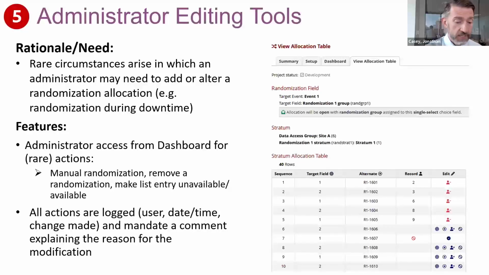The next functionality that was recommended to us by the user base was additional abilities for REDCap administrators to do things that may be important but are likely to be rare and not needed for the average user. There may be times when you need to add or alter a randomization allocation. For example, there's an internet outage or a REDCap downtime and a patient needs to be randomized. Many studies have downtime procedures like flipping a coin.